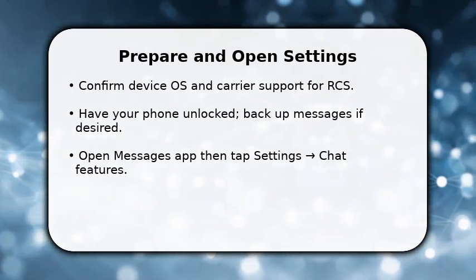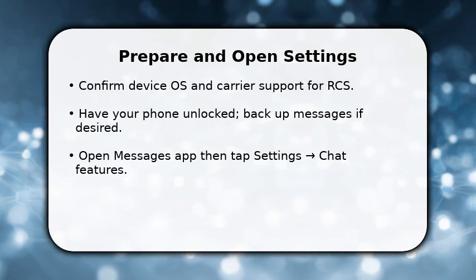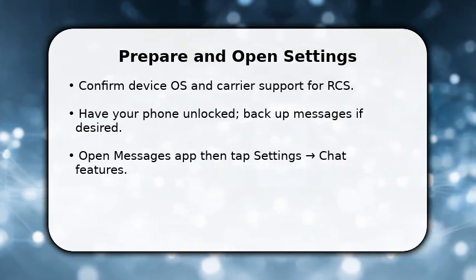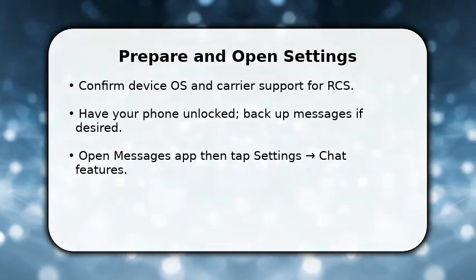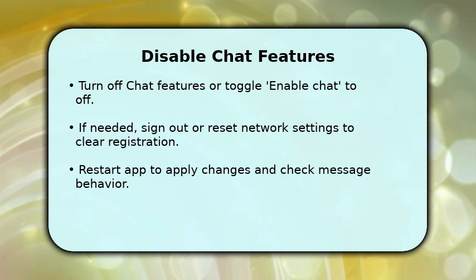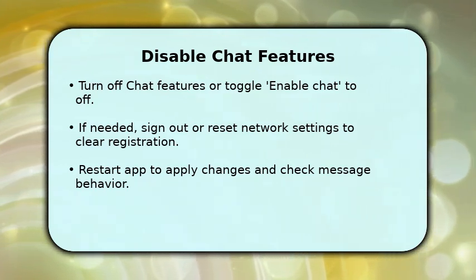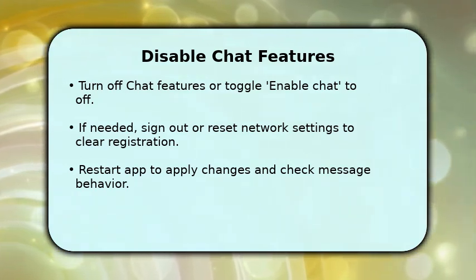Make sure you're on Wi-Fi or cellular data so the feature status loads. If the menu doesn't appear, toggle app permissions and try again before proceeding. You now switch off RCS by locating the chat features toggle and setting it to off. This is the direct disable.